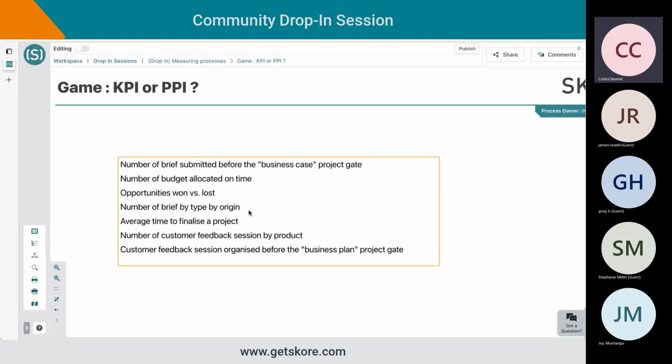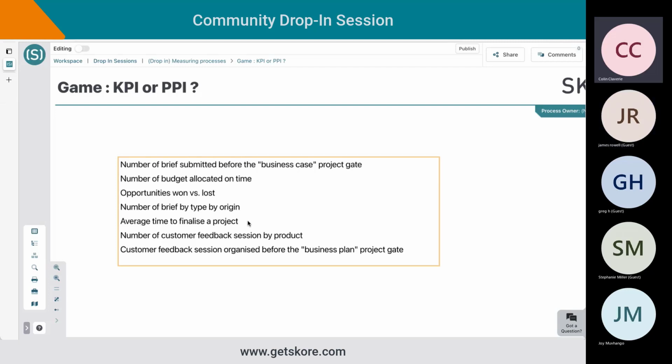KPI. Yeah, KPI as well here. It's not really related to the process, right? There's not a step that says, all right, you need to have X project briefs from X origin. This is just a fact that you can count. It's more KPI. Are we generating enough briefs?